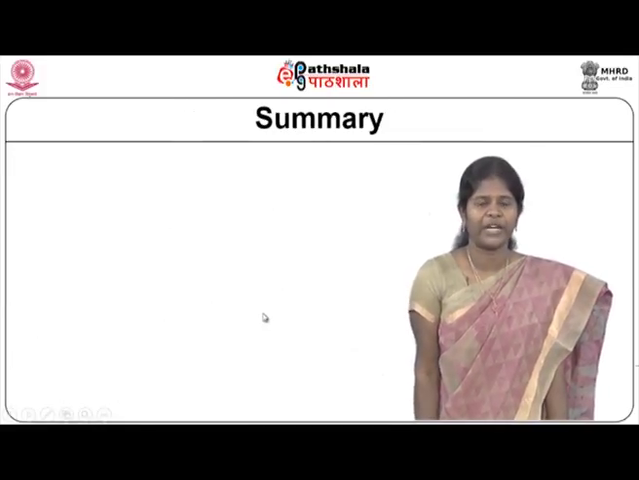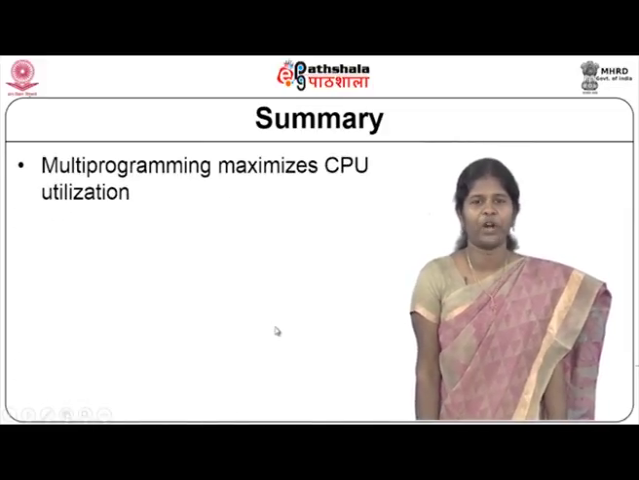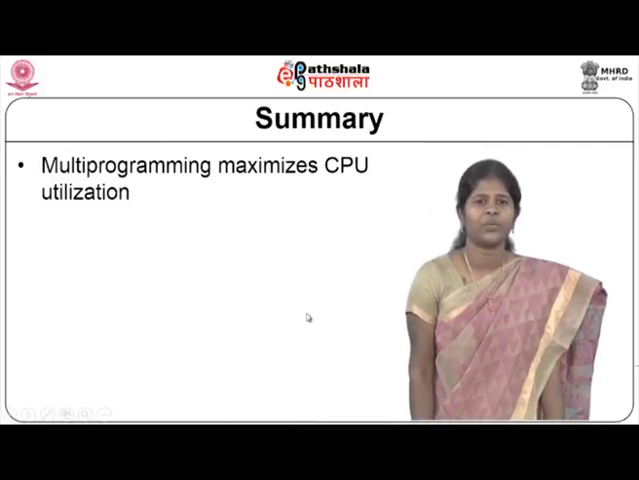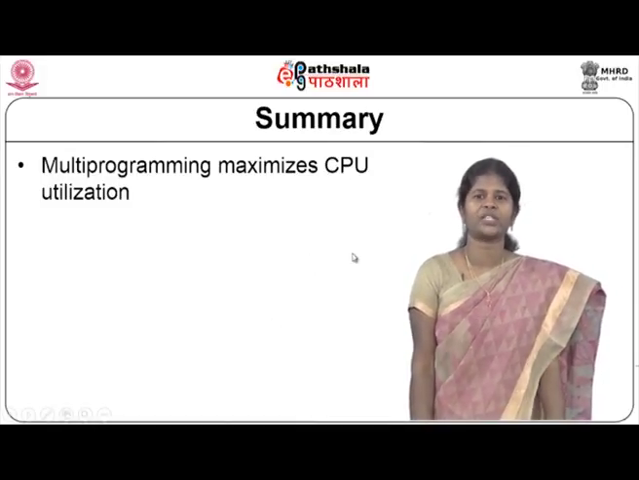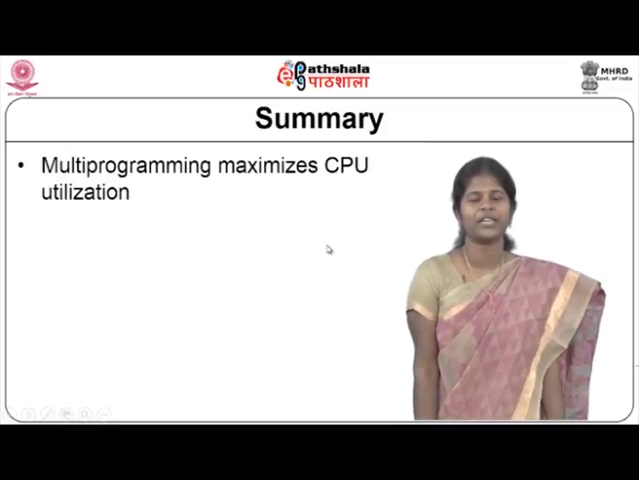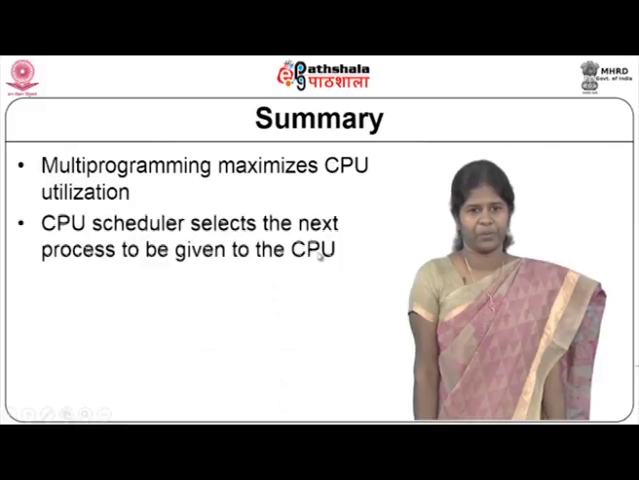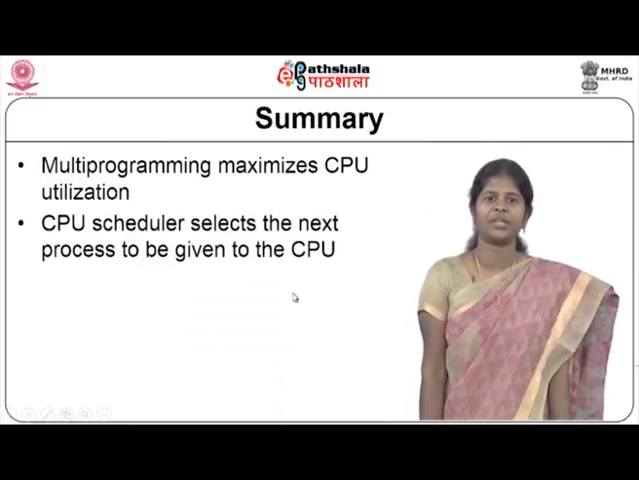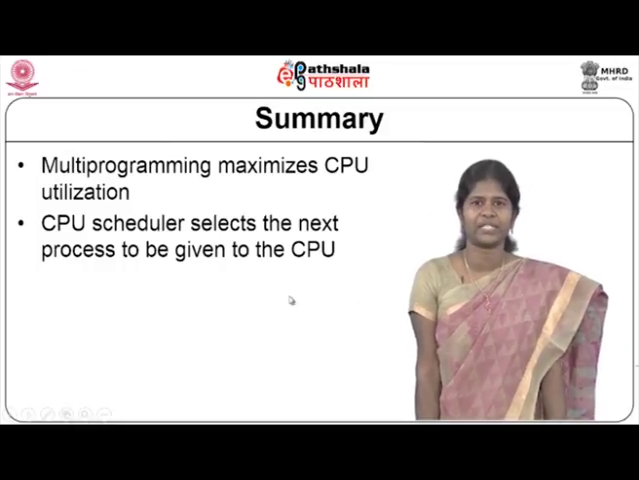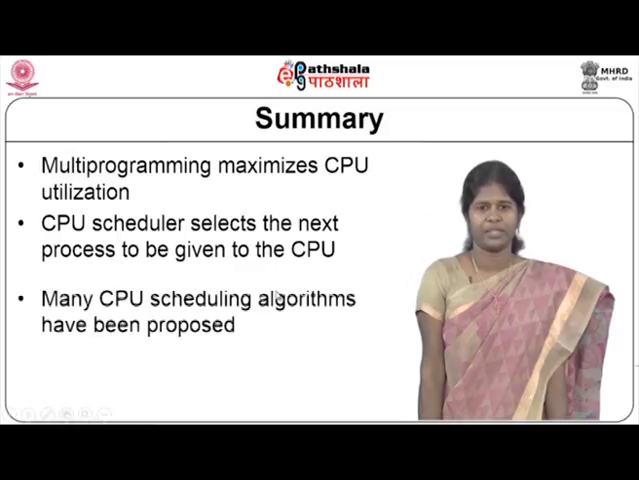So we will conclude today's class. We will have a look at the summary of what we saw today. We saw that multiprogramming maximizes CPU utilization because once one process is taken off the CPU, the next process is given the CPU. And then we learnt about CPU scheduling. The CPU scheduler is the one which selects which process among the ready processes should be given the CPU.